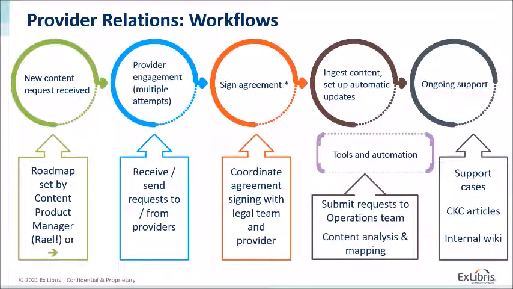So here I just want to highlight again, it's the same process that you see in the last two slides, but to highlight where my team's workflows touch on this process. So with the new content requests, the roadmap is set by our content product manager, Rail, and that is particularly for brand new providers that we've never worked with before. If we have worked with the provider, they're already in our system. We hear from them and either, like I mentioned in previous slides, we either receive the request from them or we send the request to them.